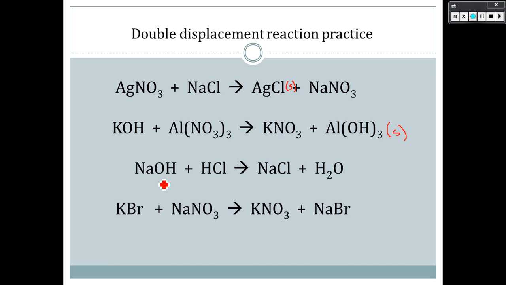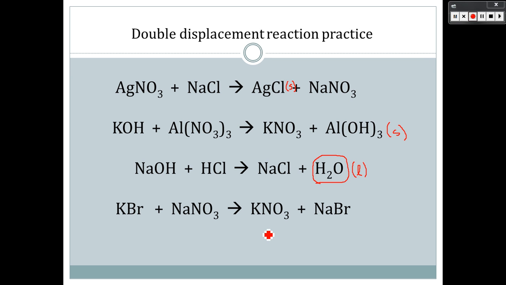So here we've got NaOH plus HCl. Here we have NaCl and water. Remember, if you go back to the rules from the previous slide, one of the things we were looking for was water. If one of our products is water, then that is a reaction. So this is liquid water, so we put our L there. This again is aqueous, and so that reaction happens.